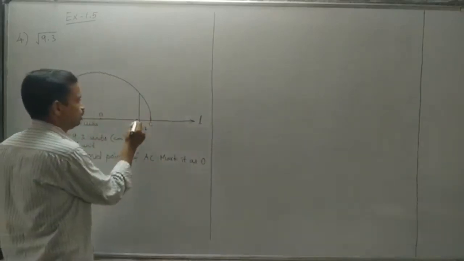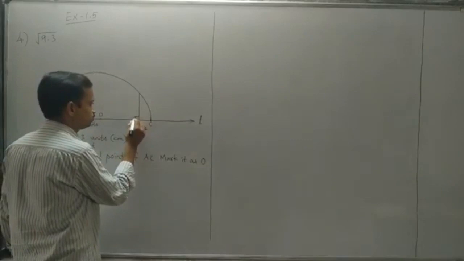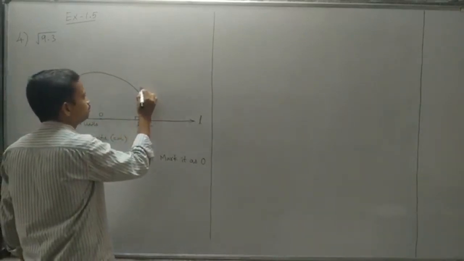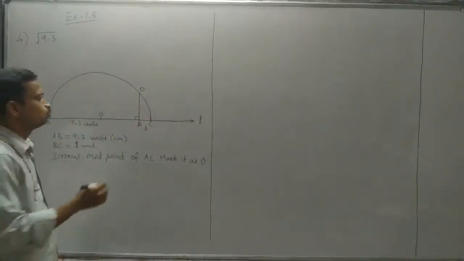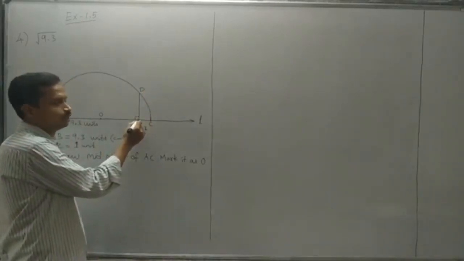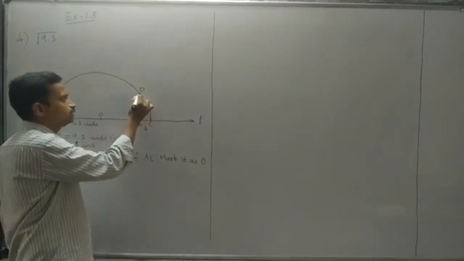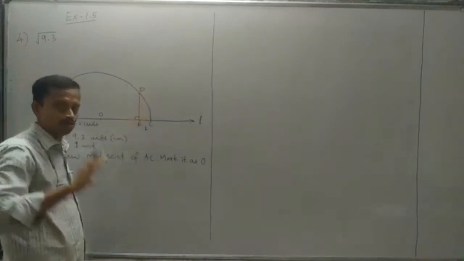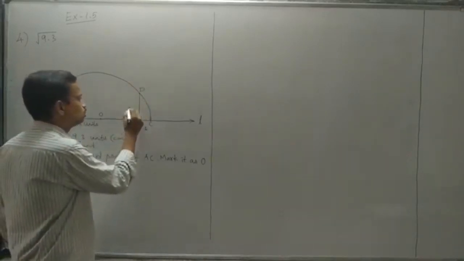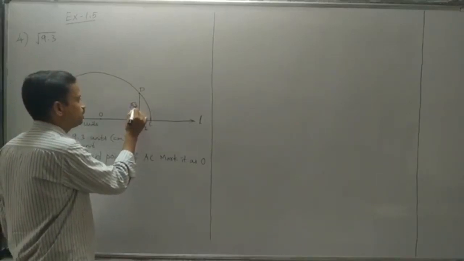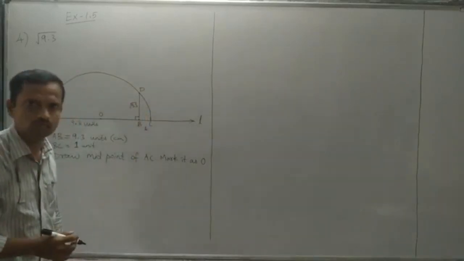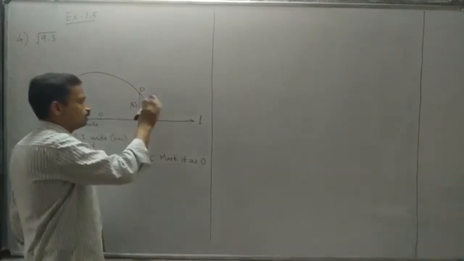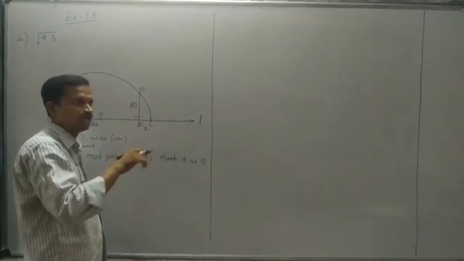So you have to draw a perpendicular on this. Let it be D, which means the perpendicular through B meets the semicircle at D. This point you can mark as D. Now BD measure is nothing but root 9.3. The measure of BD gives the root 9.3 value, and on the number line we can locate it.